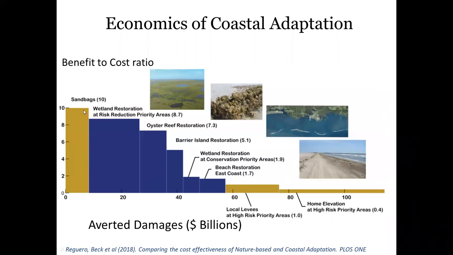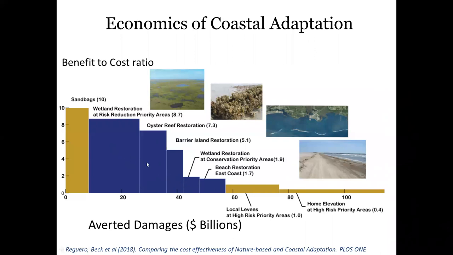In this case, you see that actually sandbags were the most cost effective defense, and that's because they're really cheap. That's why we use them a lot. So they're cheap to implement, they have relatively small averted total damages. But all of the next most cost-effective solutions were, in one way or another, nature-based solutions, representing over $50 billion in averted damages between now and 2030.